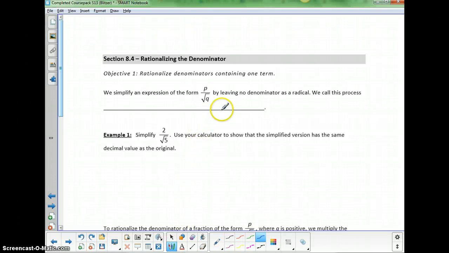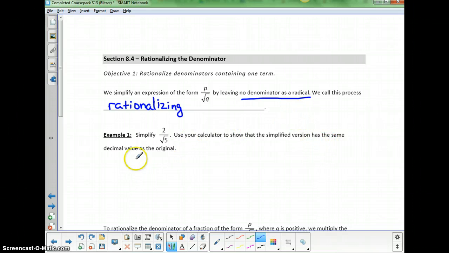Section 8.4, Rationalizing the Denominator. We simplify an expression of the form p over radical q by leaving no denominator as a radical. We call this process rationalizing. So in example 1, we're going to simplify 2 over the square root of 5, and we're going to use our calculator to show that the simplified version has the same decimal value as the original.